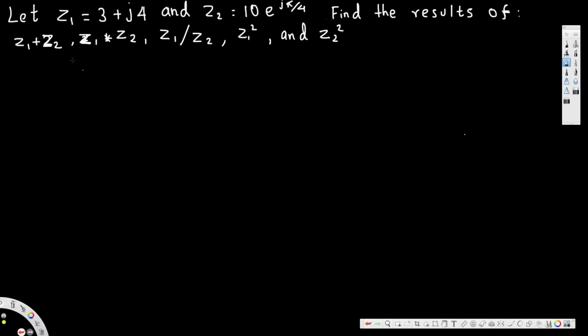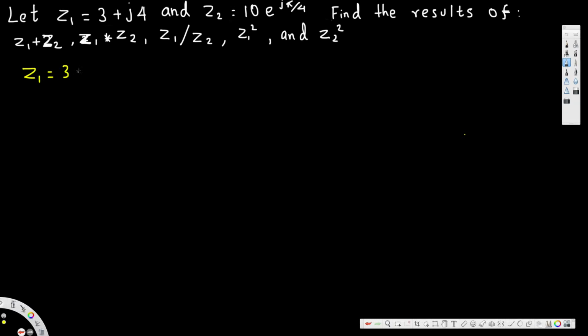Here this question is asking, let z1 is equal to 3 plus j4 and z2 is equal to 10 e power j5 over 4. Find the results of z1 plus z2, z1 times z2, z1 over z2, z1 square and z2 square. Now to add these two complex numbers, first of all we have to convert this exponential form into Cartesian form. Now let's go and do that.